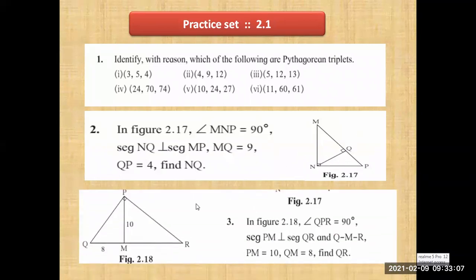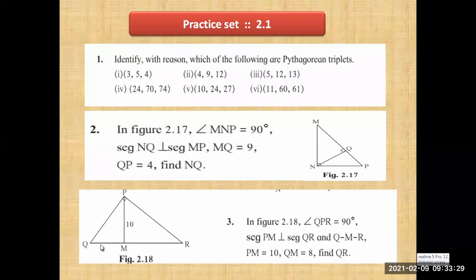Third question, in figure 2.18, angle QPR is equal to 90 degrees. PM is perpendicular to QR, right? And Q, M, R are collinear. PM is 10, QM is 8. Find QR. So simple question.